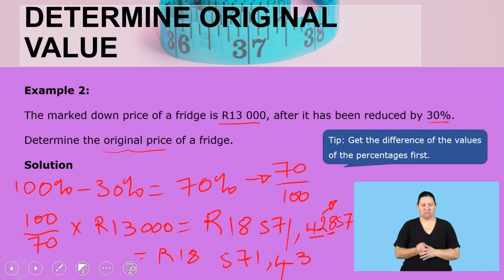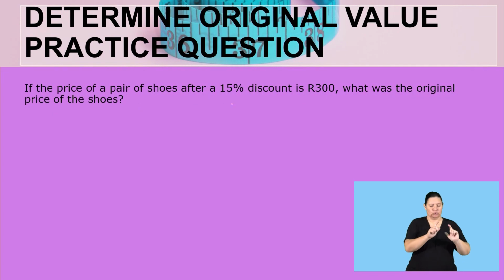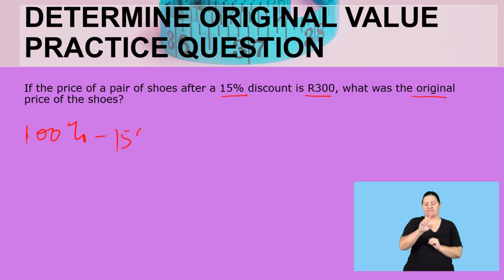Now let us have a look at the next question, which is the practice of what we have learned. If the price of a pair of shoes after a 15% discount is 300 rand, what was the original price? To calculate the original price, just like taking back that slice of cake, we say 100% minus 15%. 100 minus 15, you can press the calculator with me. We are going to have 85%.